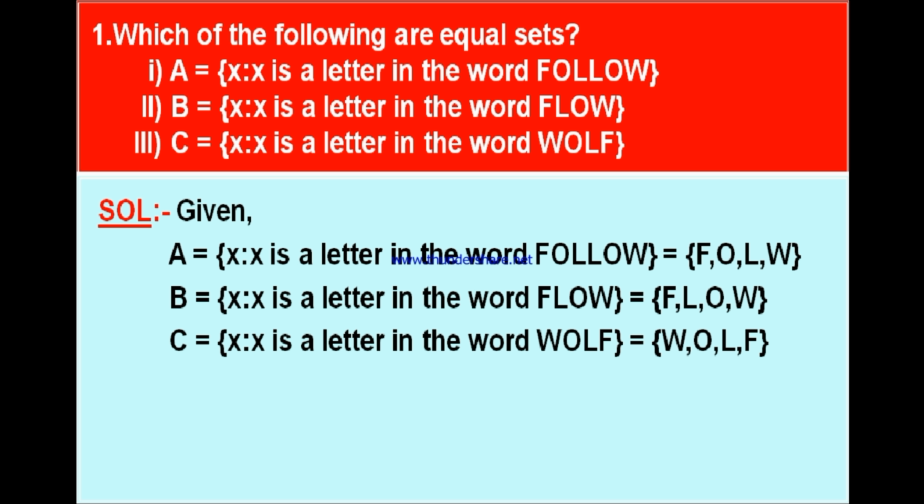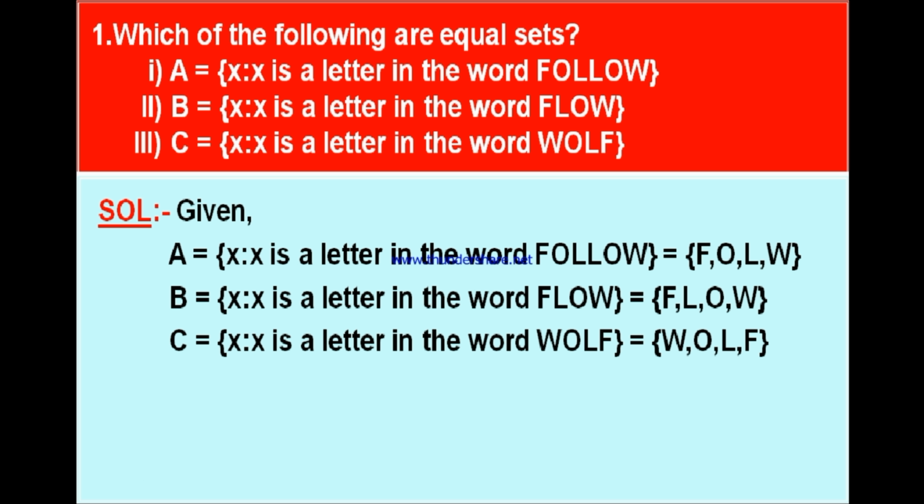Now if you observe all these three sets, the first set A contains the elements F, O, L, W. Second set B contains the elements F, L, O, W. And the third set C contains the elements W, O, L, F. Please keep in mind that in any set, the elements should not be repeated. That is the first point. And the second point is the order of the elements is not important. The order may be changed. You can change the elements from one place to another place. But you should not repeat the element.